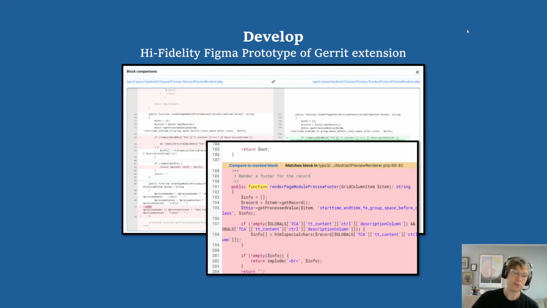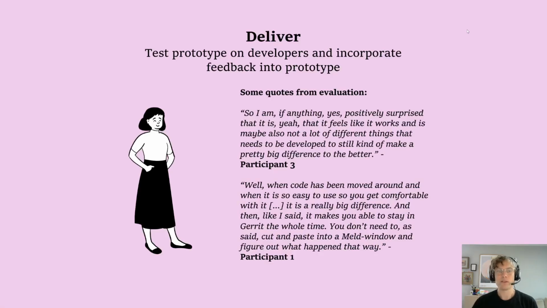With the low fidelity prototypes and the concepts clear, we went ahead and made a high fidelity Figma prototype that implemented this as an extension to the Gerrit code review system. Finally, we tested this prototype on developers, a different set of developers, to get some feedback on how it was working. And overall, it was pretty positive.